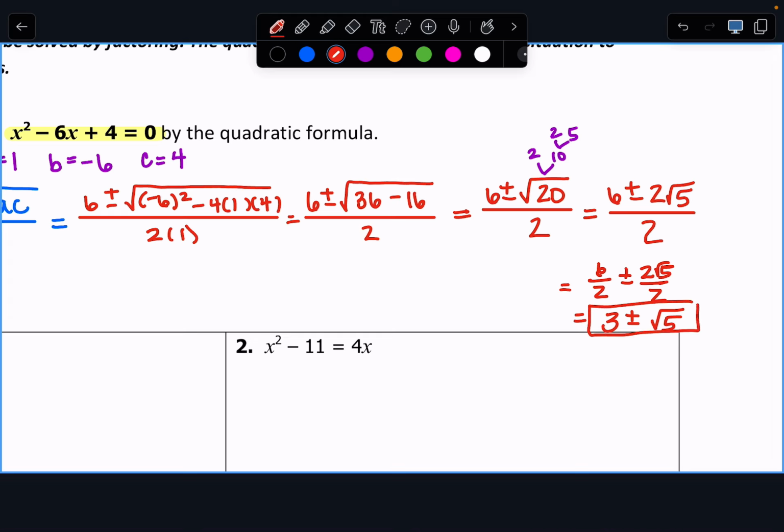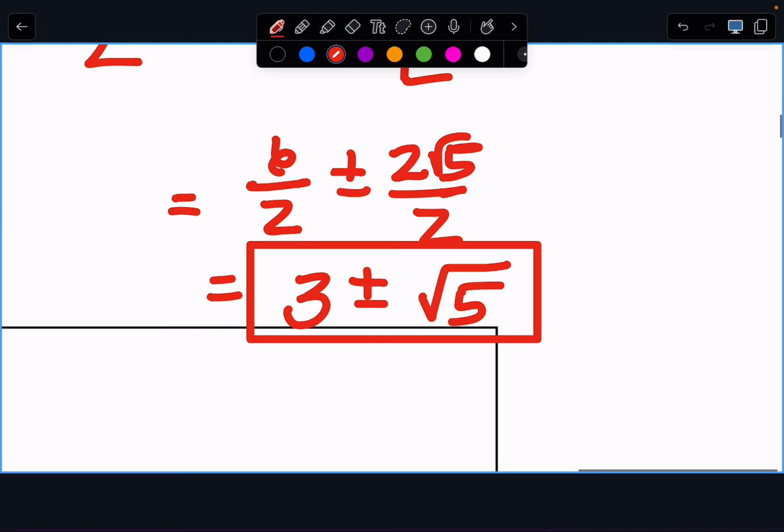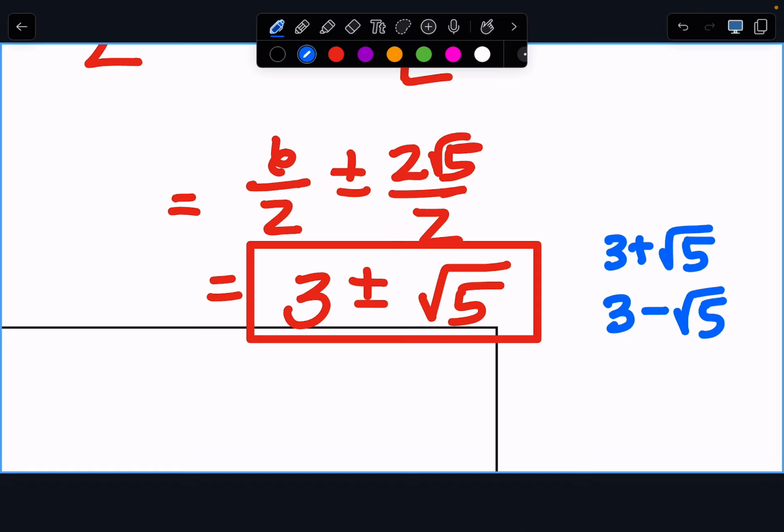It is a good thing we didn't try to factor that quadratic equation because we could not have. If our answer has a radical, factoring was never going to be an option. Now, I'm going to ask that you just write your answer like this, and I know it looks weird. It's 2 numbers. It's 3 plus radical 5, and it's 3 minus radical 5. Those are our 2 answers.